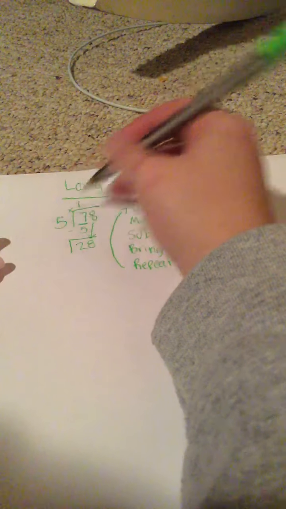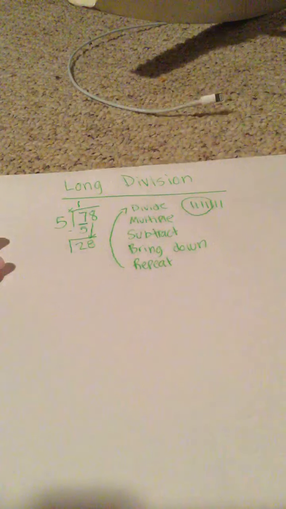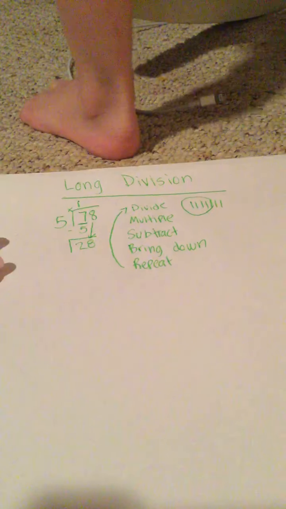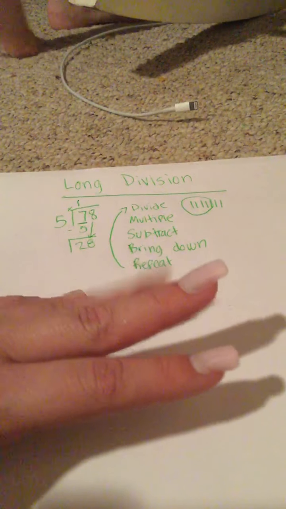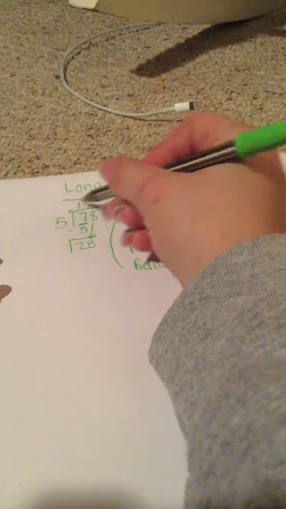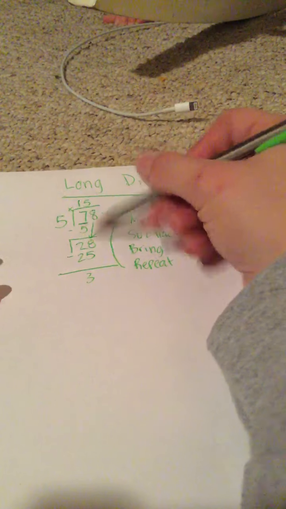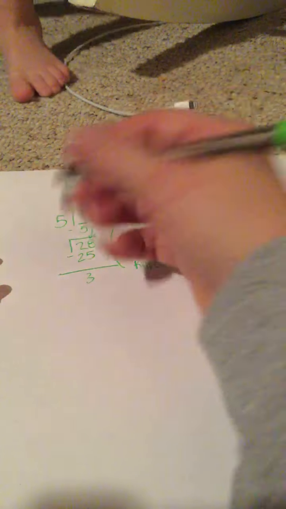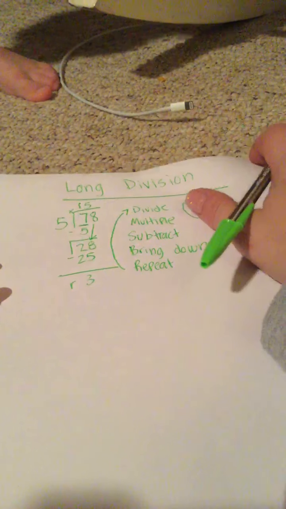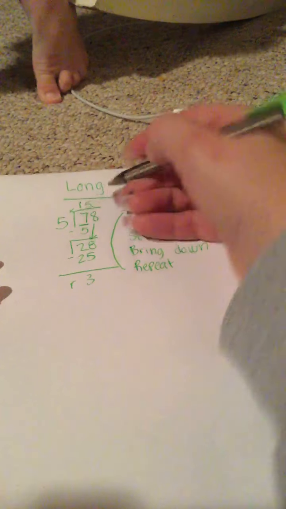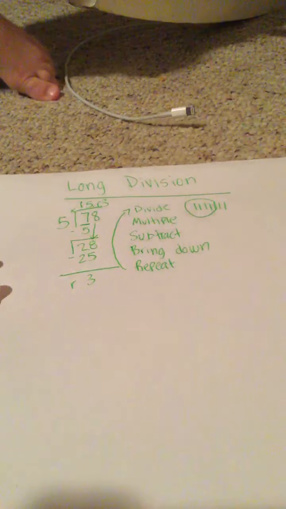How many times can 5 go into 28? You don't want to go over. So 5, 10, 15, 20, 25. 5 times 5 is 25. Subtract, and you have 3. Do we have anything to bring down? No. So this is our remainder. So if you look here, we have 15, remainder 3.